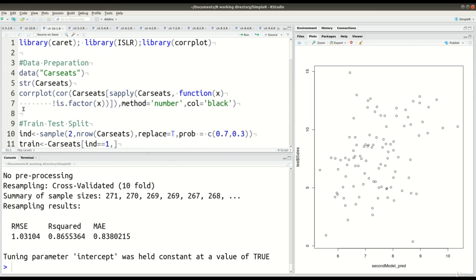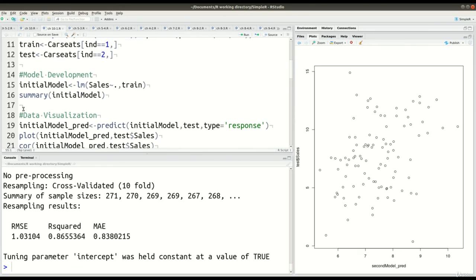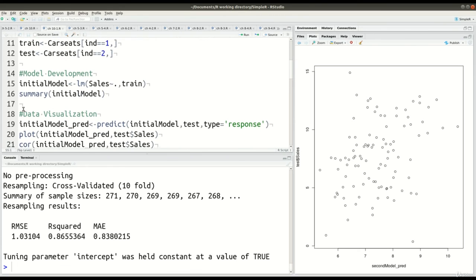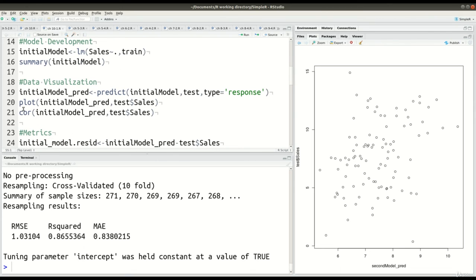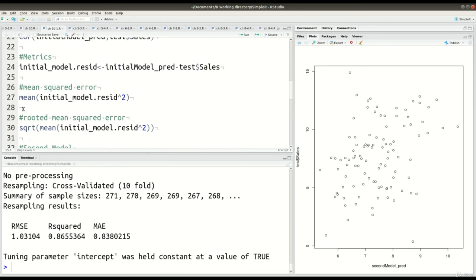We've done this before. Then we did our train and test split. We made our initial models here. We've done this before, nothing new there. For the data visualization, we of course made the plots. We've done this in other chapters as well. We calculated the correlations, nothing new here. For the metrics, we did something that's slightly different. We calculated the residual, which is the difference between the predicted values and the actual values. And then we calculated two other metrics, mean squared error and the rooted mean squared error. These values are useful for comparison only. They have no value by themselves. They must be compared to some other model that you develop.